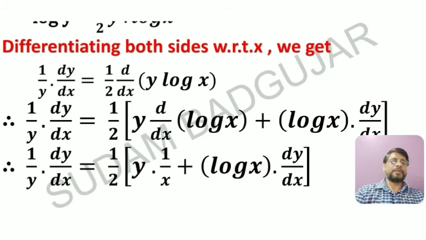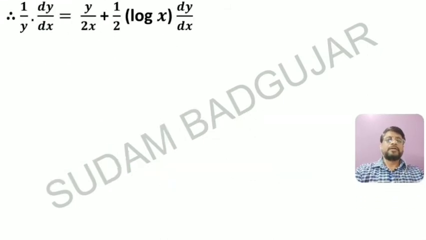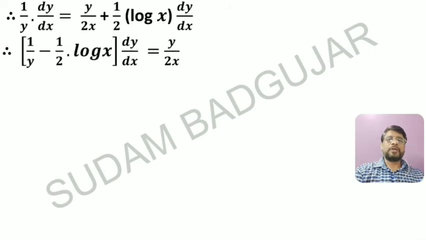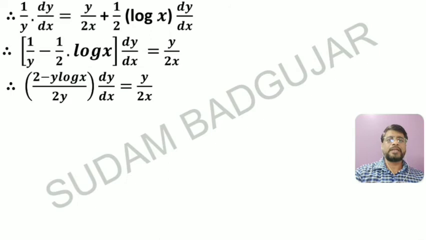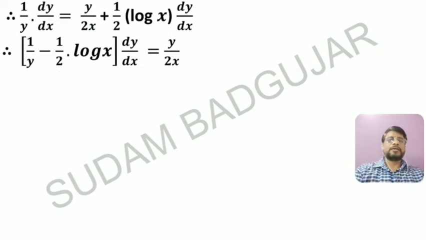Open this bracket and transfer the dy by dx term to that side. That is nothing but 1 upon y into dy by dx equal to y upon 2x plus 1 by 2 into log x into dy by dx. So transfer the dy by dx term to this side, taking dy by dx common, that is (1 by y minus half into log x) into dy by dx is equal to y upon 2x.